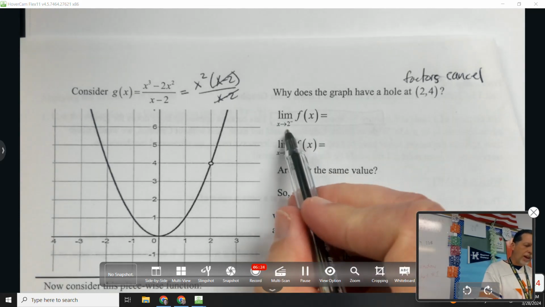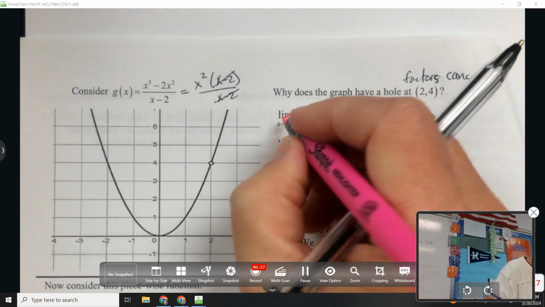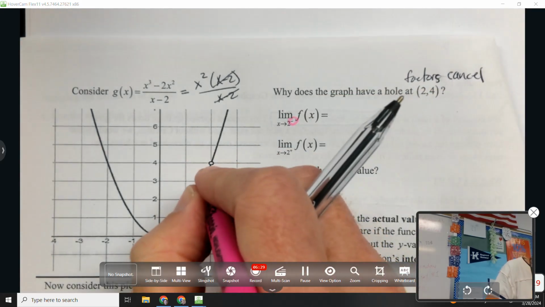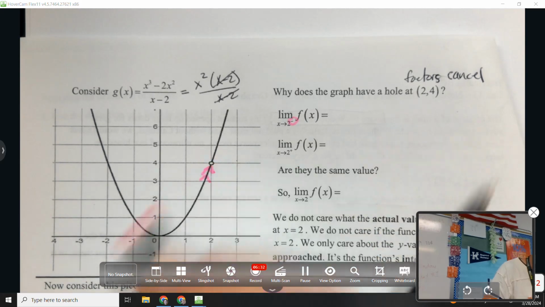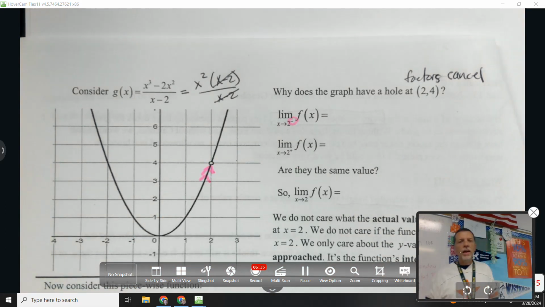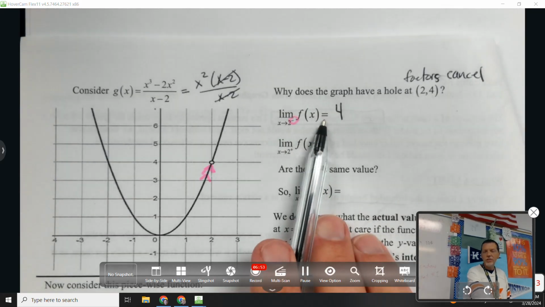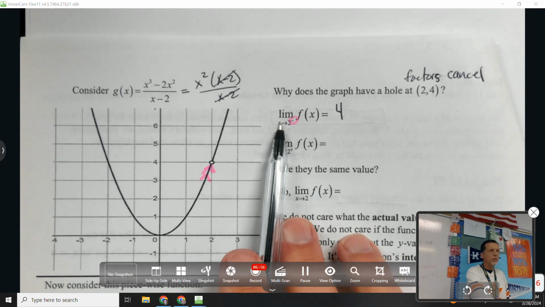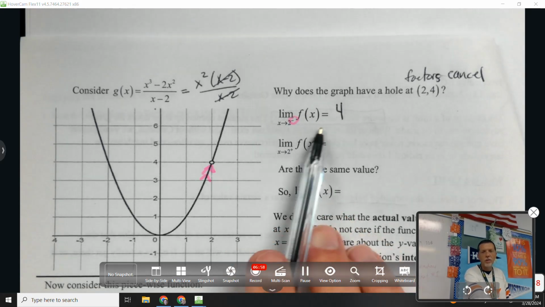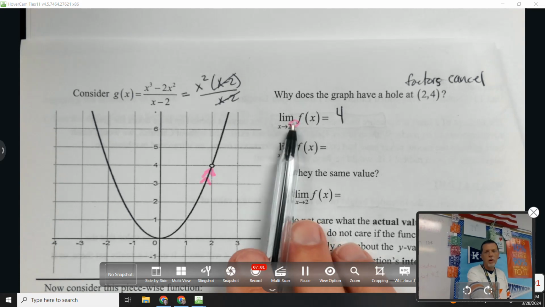Okay, the limit as x approaches 2 from the left. So the left side of 2 means we're headed this way. I don't care about what value we get to at 2. I care about what we are approaching as x approaches 2. So what is the height that we're approaching? 4. And even though we don't get there, we still have an equal sign there because limit means approaching. So we don't have to put a squiggly equal sign or an arrow.